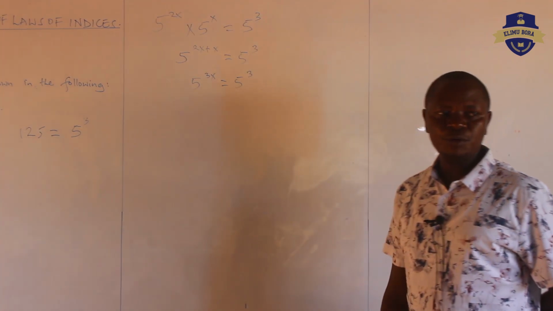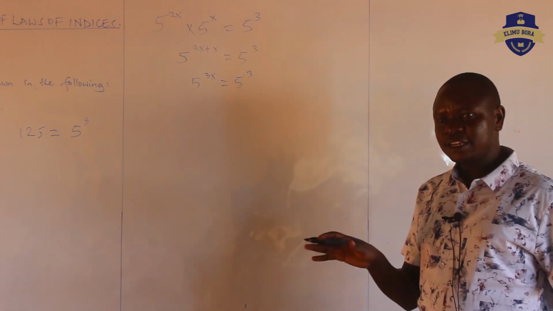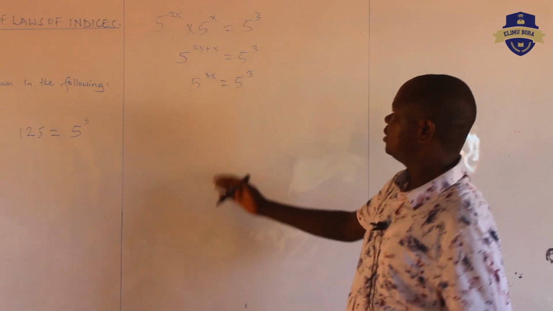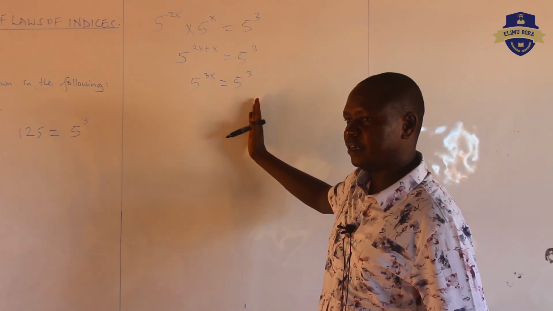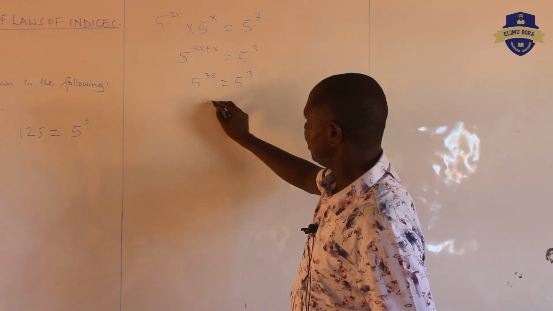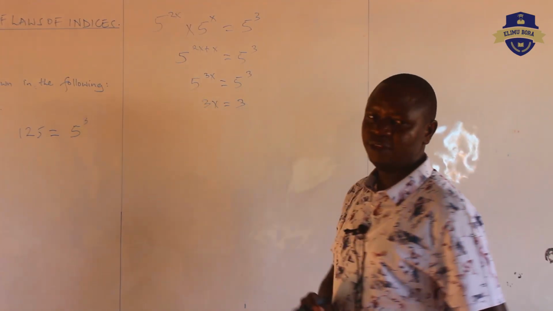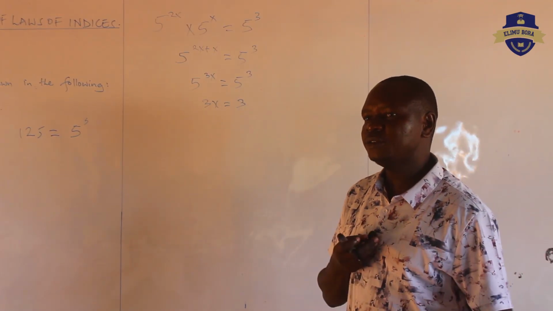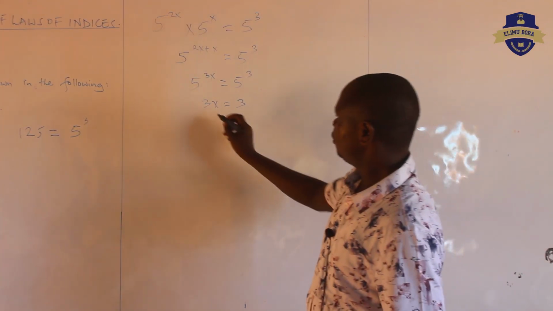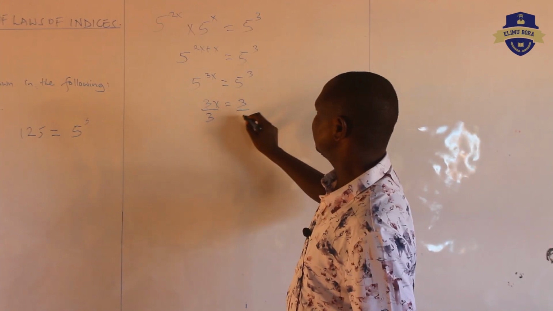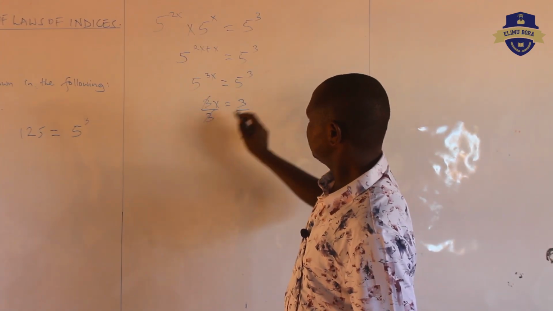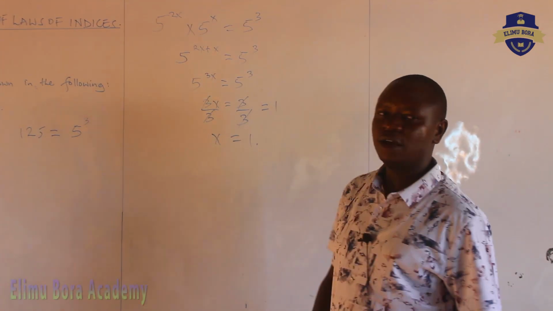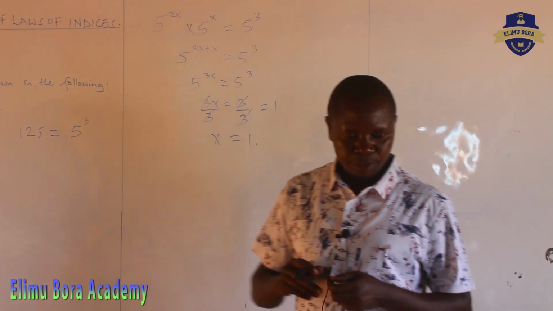The next step, what do we do? If the bases are the same, we drop them. It's just like we are saying 5 divided by 5. So you remain with 3x is equal to 3. But our interest is to get the value of the unknown. Our unknown is x. So you divide by 3 on both sides. So the value of x is 1. Are we together?